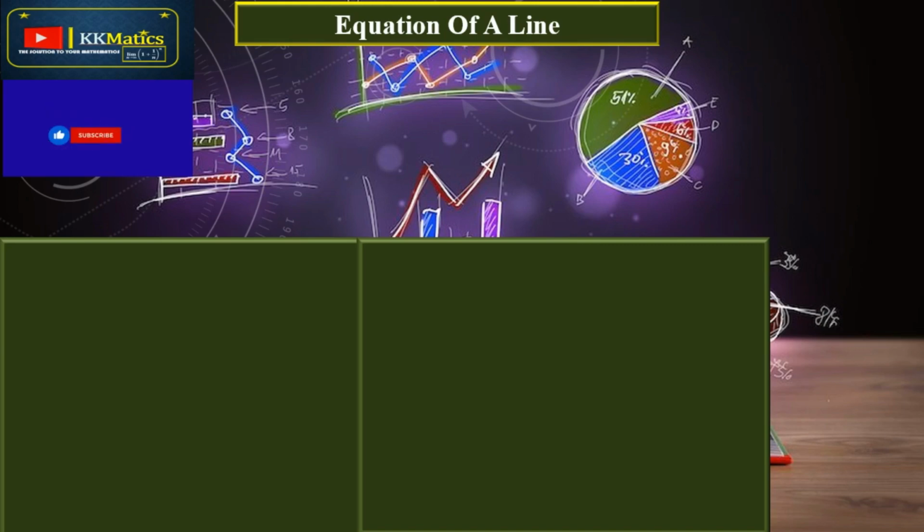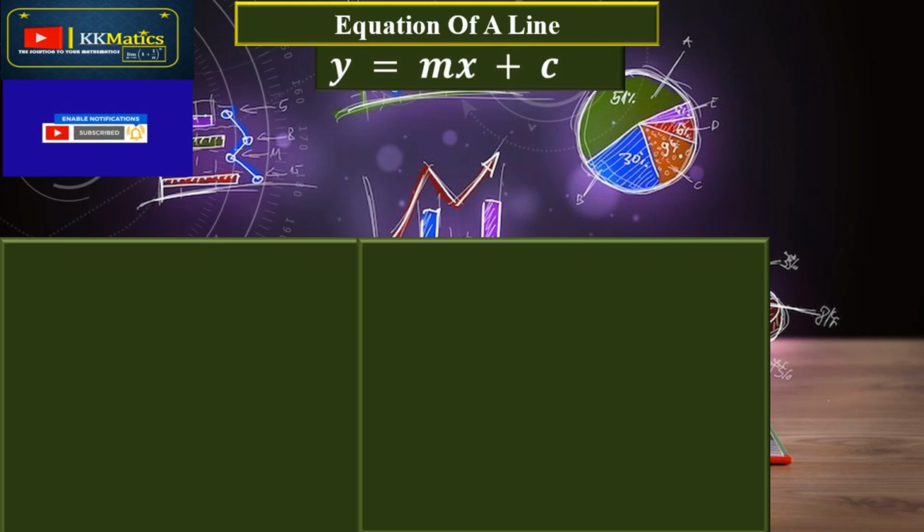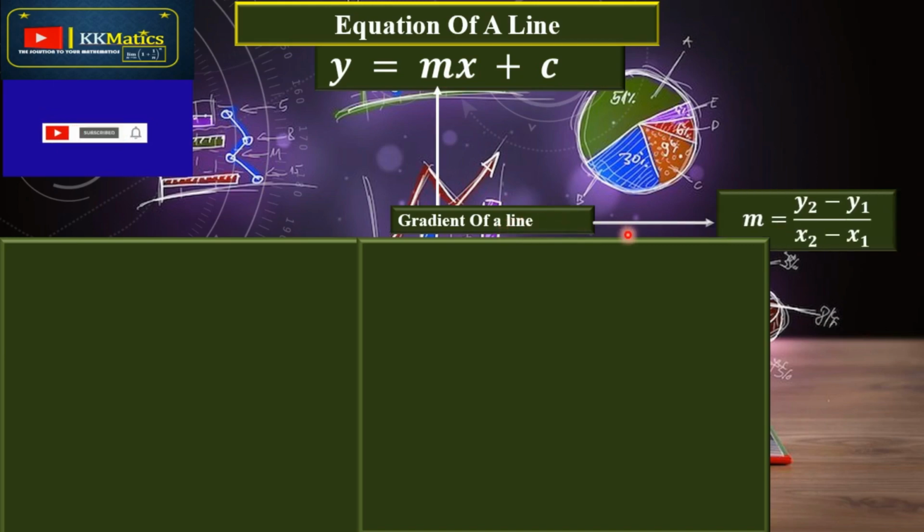On the comment section. So we start with the equation of a line. This is the equation of the line, and it's obvious that y represents the y coordinates, x represents the x coordinates, and m is the gradient of the line. This gradient can be found by the formula as we see on our screen here.